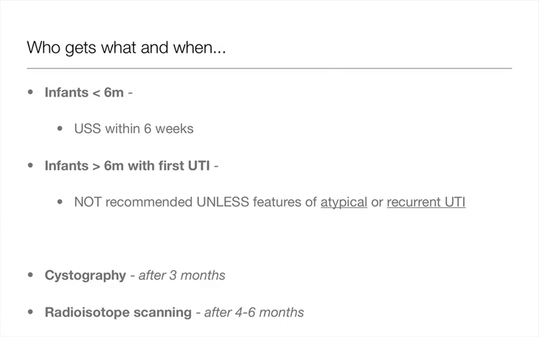So who gets which imaging? If the child is under 6 months, then they need an ultrasound scan within 6 weeks. But if they are older than 6 months and it's just their first UTI, you do not need any imaging unless there's features of atypical or recurrent UTI. Cystography is usually done after 3 months, and radioisotope scanning after 4 to 6 months.